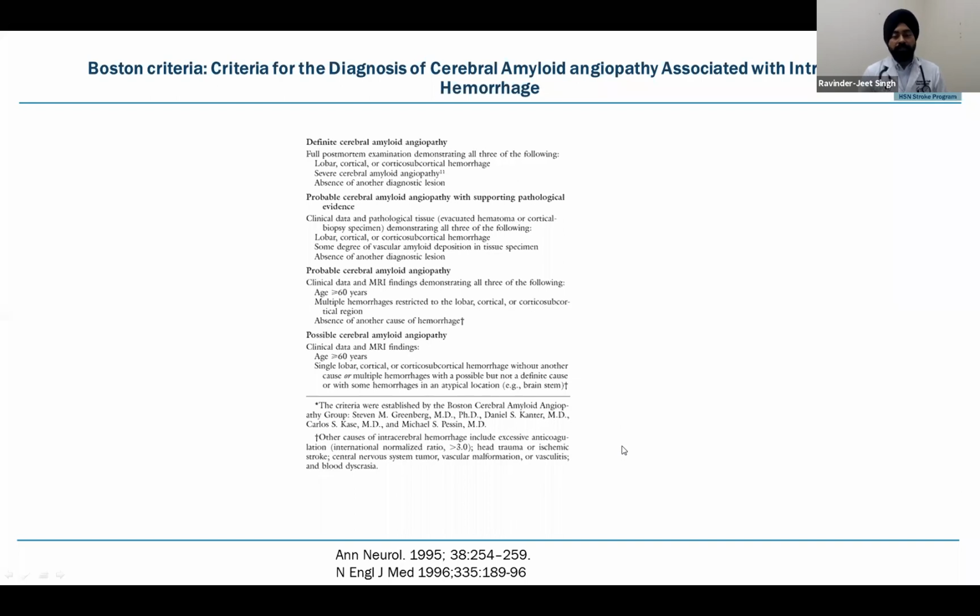And finally, possible is if only the age criteria and the hemorrhage criteria is met, while you're not able to rule out any other competing etiology, or it is not possible to rule out all the competing etiologies. So basically, we start with age and lobar hemorrhage and try to exclude other causes, and then we move to probable. Then we can add the tissue or add the whole brain, increasing our certainty in terms of diagnosing amyloid angiopathy. So these 4 categories remain constant throughout all the criteria which subsequently evolved.